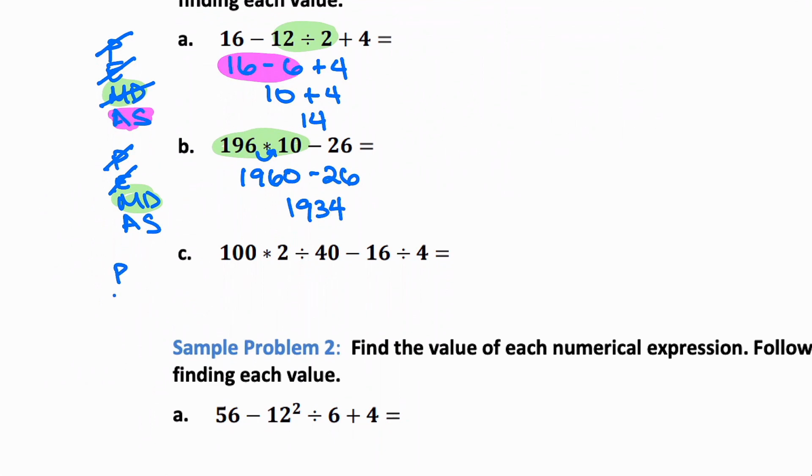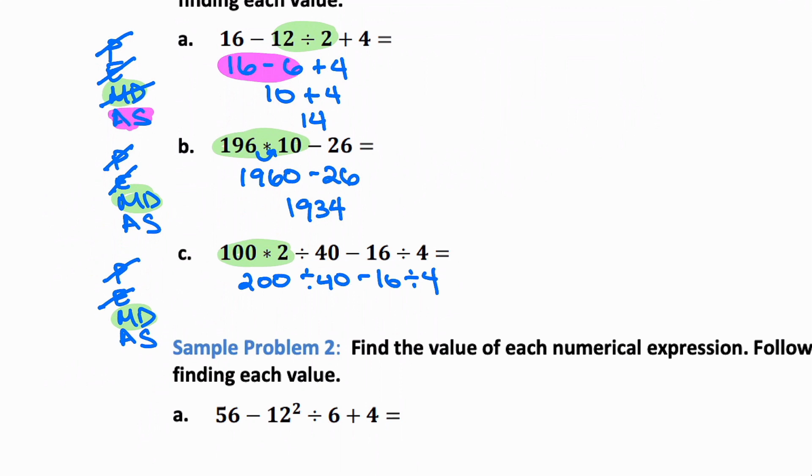Okay, just like always, we're going to write PEMDAS here. I'm going to look for parentheses. I don't see any parentheses. Look for exponents. No exponents. Multiplication and division. I see a couple of multiplication and division. So how do I decide? I'm going to go from left to right. Whichever multiplication or division showed up first, I'm going to do that one first. It looks like the multiplication here showed up first. So let me go ahead and multiply 100 times 2. That gives me 200 divided by 40 minus 16 divided by 4.